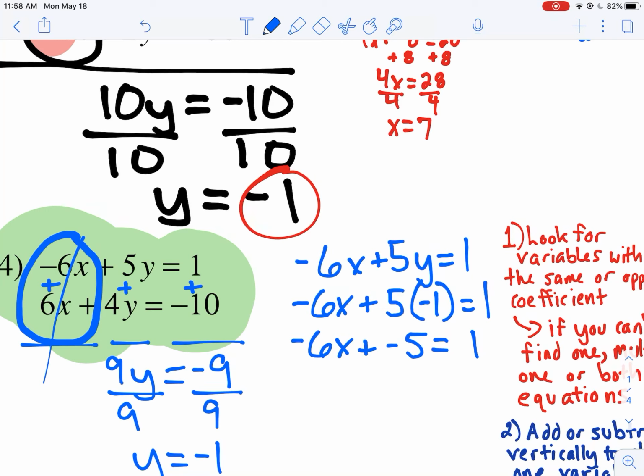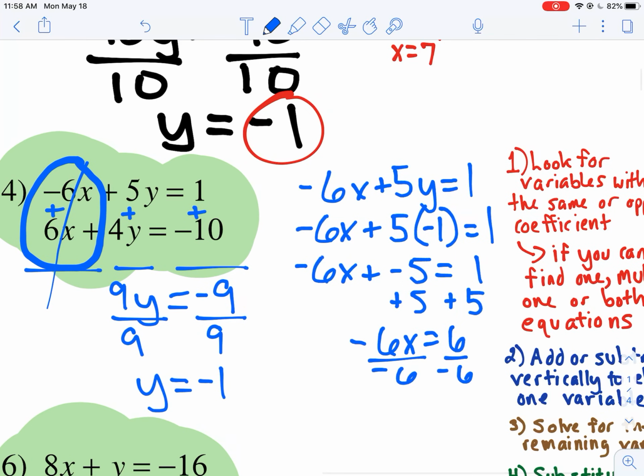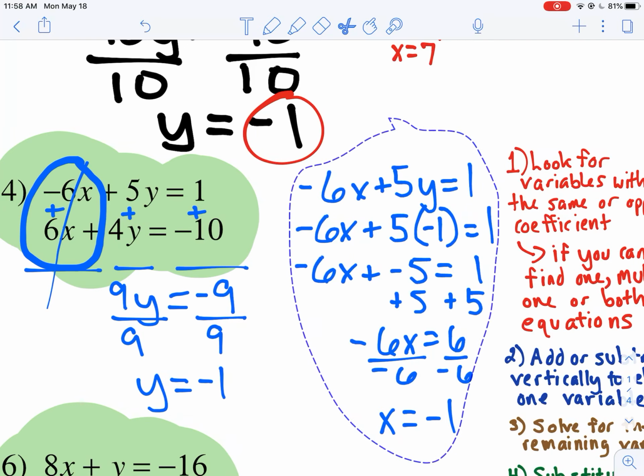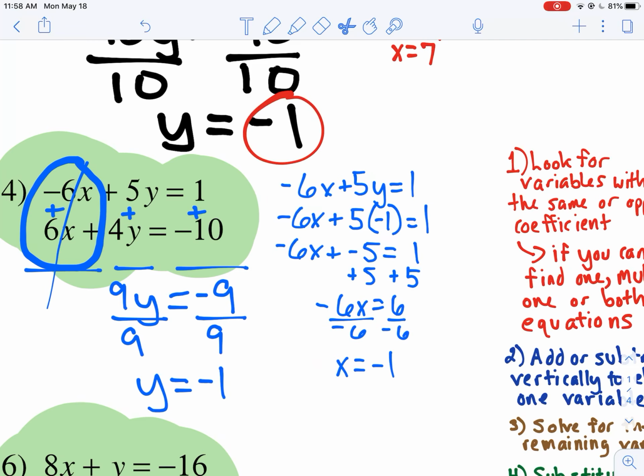So now to isolate x, I'm going to add 5 to each side. I get negative 6x equals positive 6. I'm going to divide each side by negative 6. And I get a solution of x equals negative 1. So I've got my solution here. Sometimes x and y are going to be the same. That doesn't mean you did anything wrong. So I've got my answers for x and y, and I can once again write that as an ordered pair. Negative 1, negative 1. There you go.